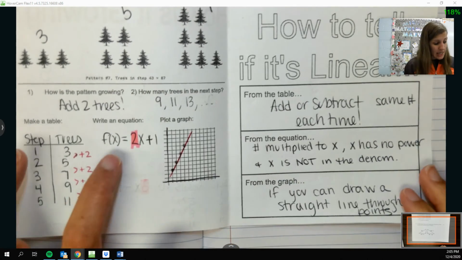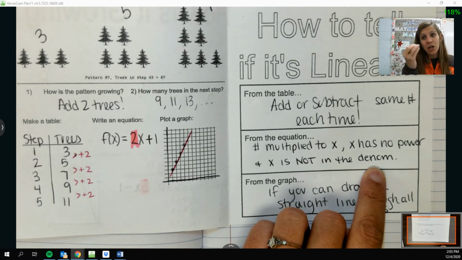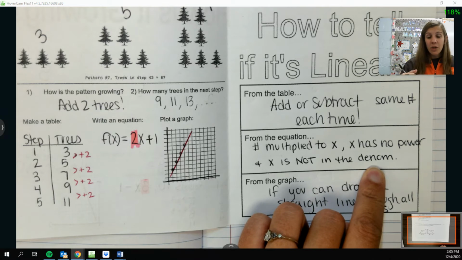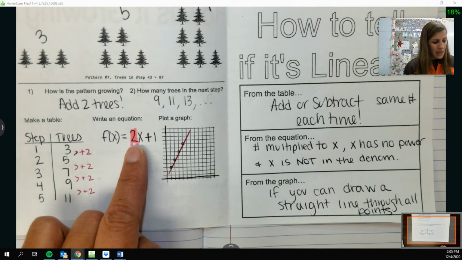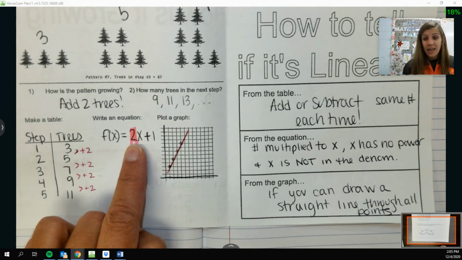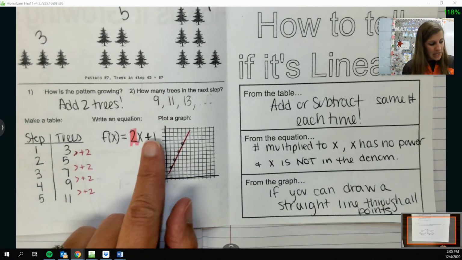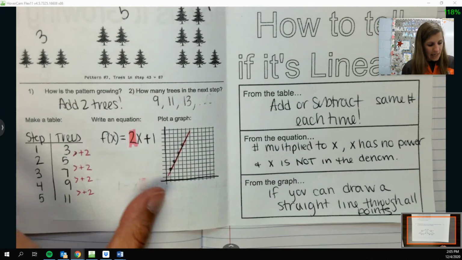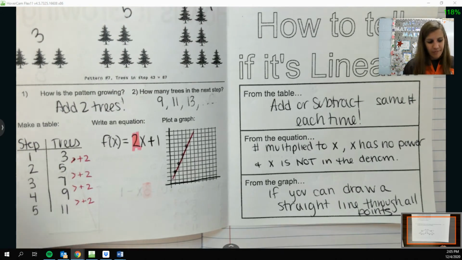And that's true for these. When I say that x is not in the denominator, that doesn't mean that there couldn't be a number in the denominator. Like you could have x over 2, and that would be fine because x isn't in the denominator. But these ones have a number multiplied to it. Even if that number was 1, so I didn't really see it, that would be fine. X does not have a power, so it doesn't have an exponent. And x is not in the denominator.